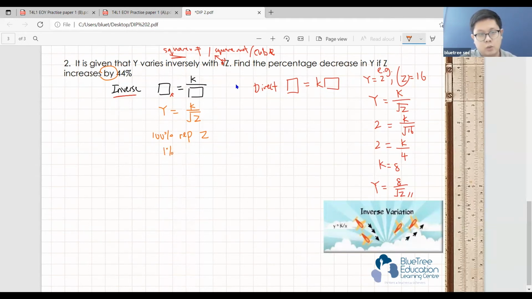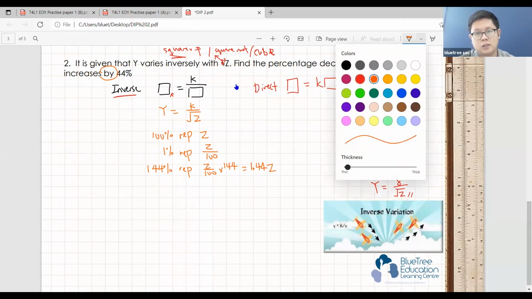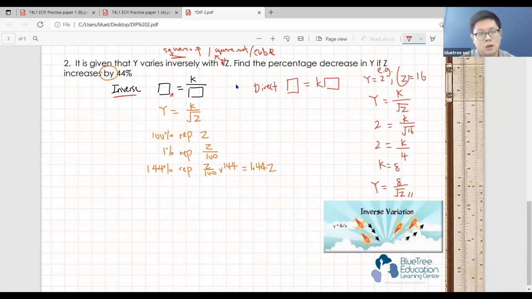And of course, we will find the 1% next, just like how we normally do a units method. We will use z to divide by 100 first, before we find the new z, which is going to be 44% plus 100, which becomes 144. And we use that to multiply by z over 100, okay? It's up to you whether you want to leave it in fraction or decimal, as a coefficient of z. So we want to basically continue to say that now our z has become 1.44z.